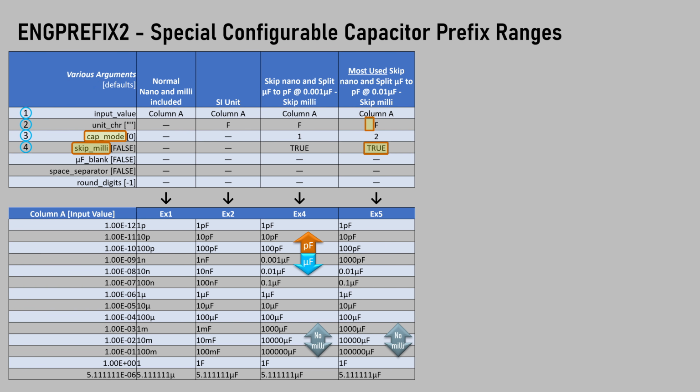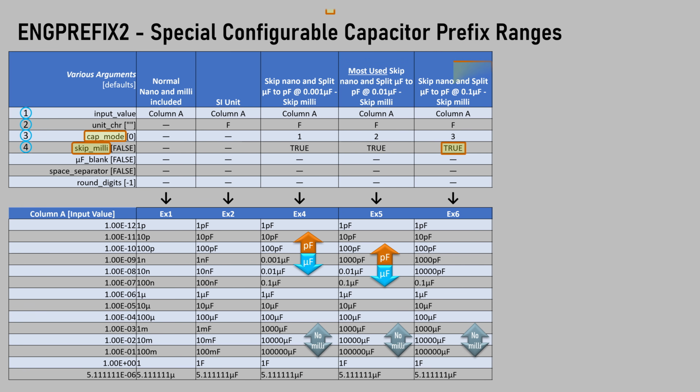Now for cap mode 2, everything is the same, except everything below 0.01 microfarad is in picofarad. For cap mode 3, everything below 0.1 microfarad is in picofarad.